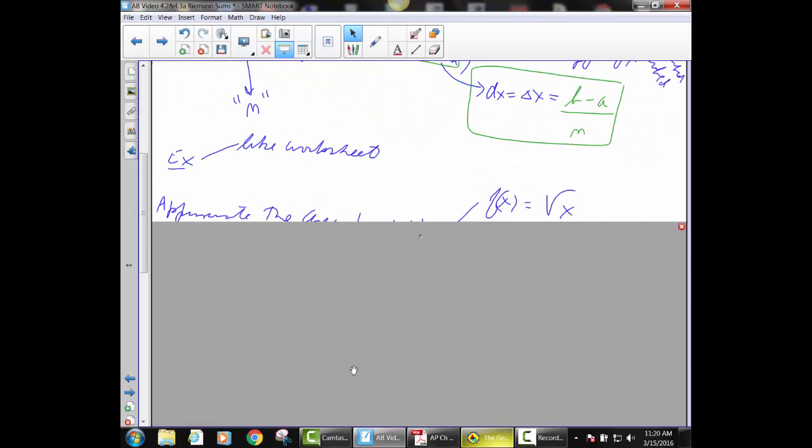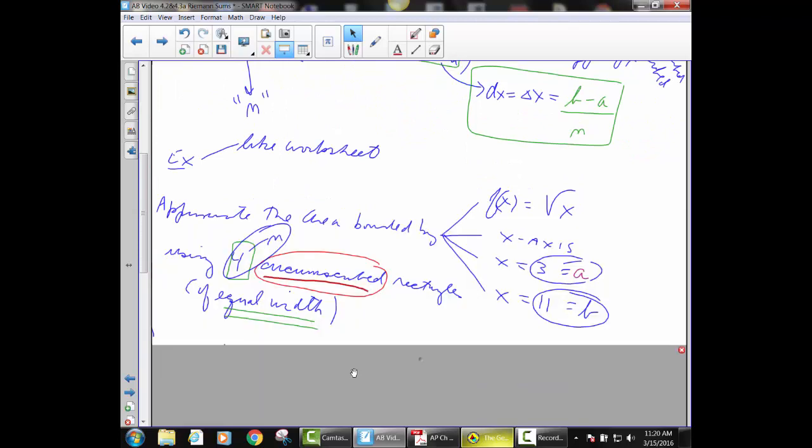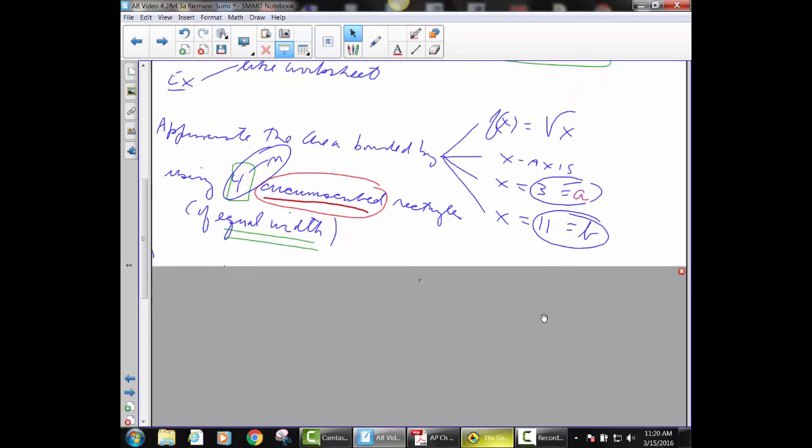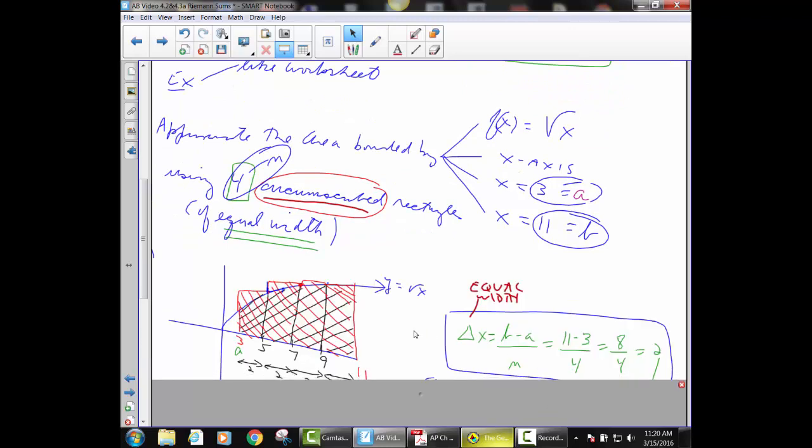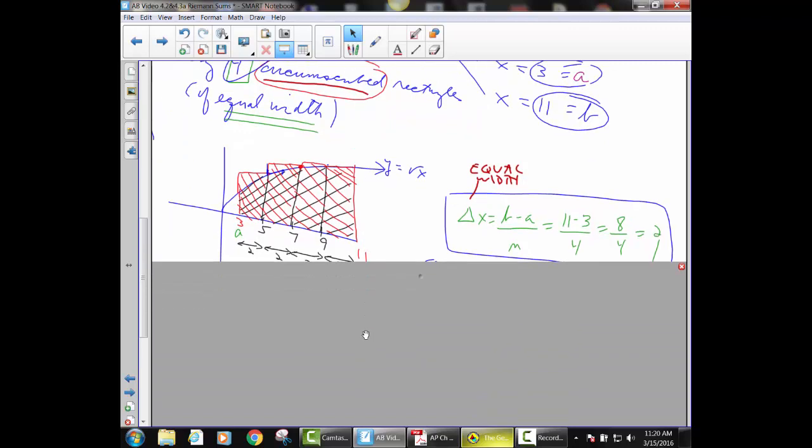There is a worksheet on this. We'll come back to that later. Approximate the area bounded by these things using 4 circumscribed rectangles of equal width. Okay, so you're going to want to draw the figure. Here's y equals the square root of x. Here's the x-axis. Here's x equals 3 over here and x equals 11 over there. So we're trying to approximate this black area, which is the area under the curve above the x-axis and bordered on the left by x equals 3 and on the right by x equals 11.